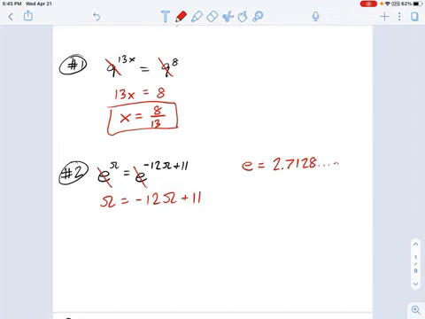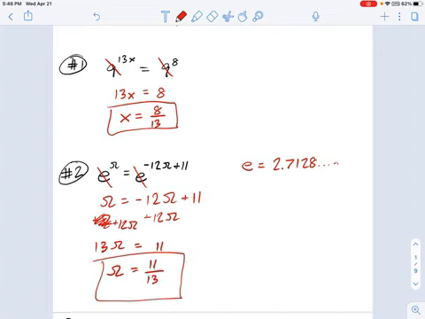omega plus 11. Well, now we just add 12 omega to each side. I'm sorry, omega. 12 omega to each side. Plus 12 omega to that side. And we get 13 omega on the left and 11 on the right. So we divide each side by 13, and you just get omega equals 11 over 13. So that's our answer to number 2.